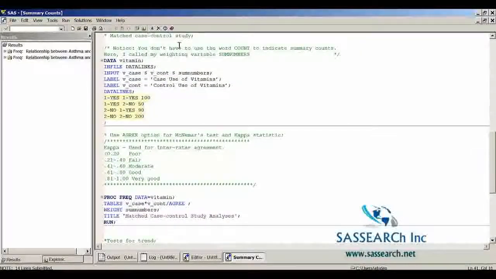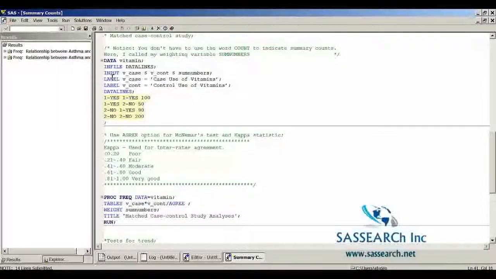Now let's look at an example of a matched case control study. And I want you to notice here that I didn't use the word count to indicate summary counts. Here I called my weighting variable sum numbers. So again, count is not a special variable name. I could give my weighting variable any variable name that I want.